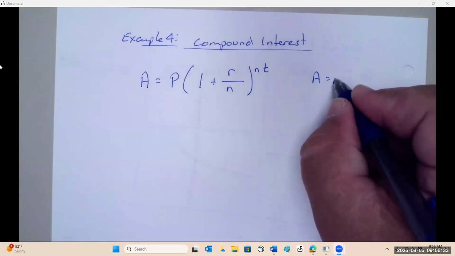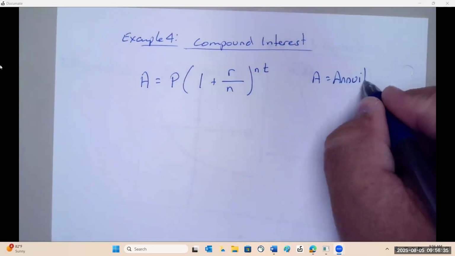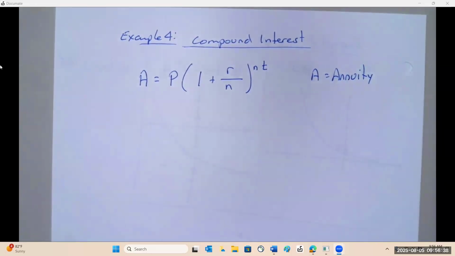A stands for annuity. An annuity is what your note is worth. If you go to the bank and borrow $1,000 and promise to pay them back in 2 years, are you still going to pay back $1,000? No, you're going to pay them interest. The interest that's going to accrue over those 2 years and that initial amount, that's called the annuity. So I can buy that note.